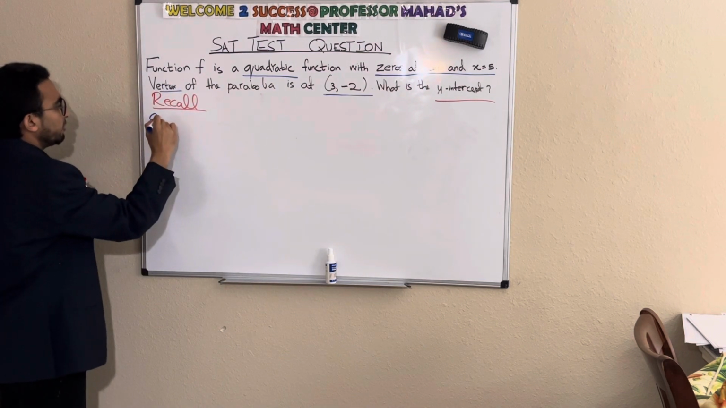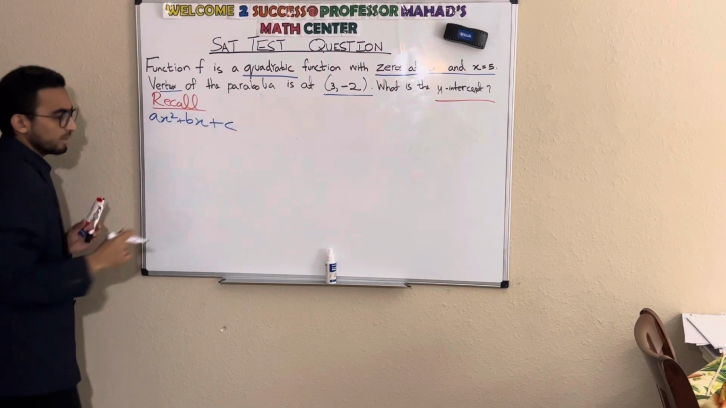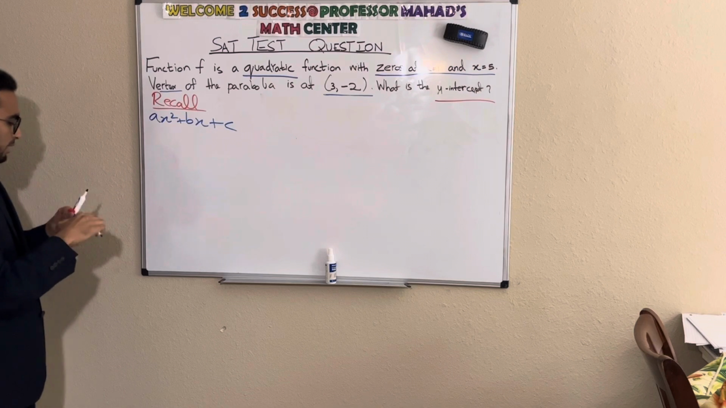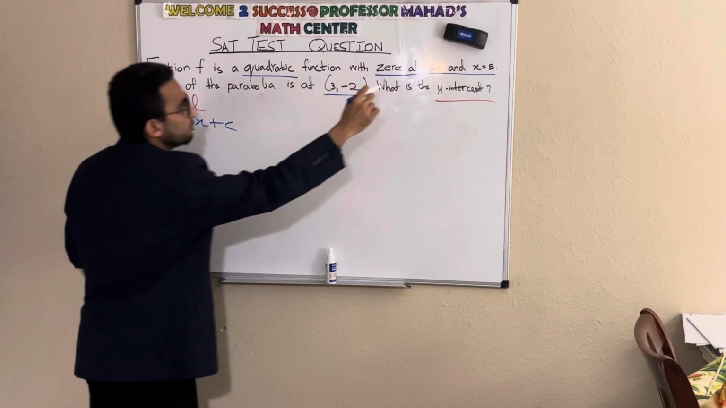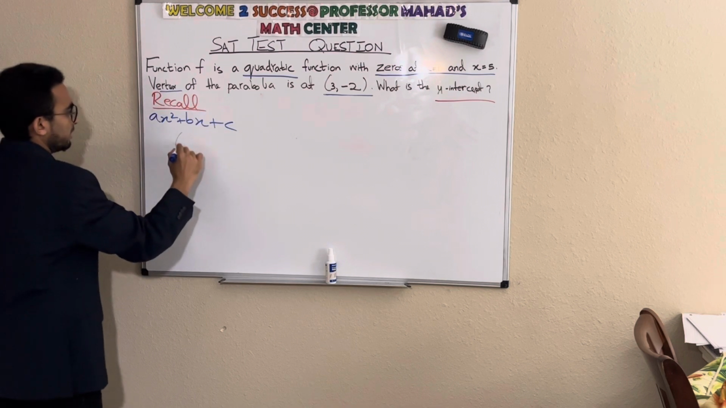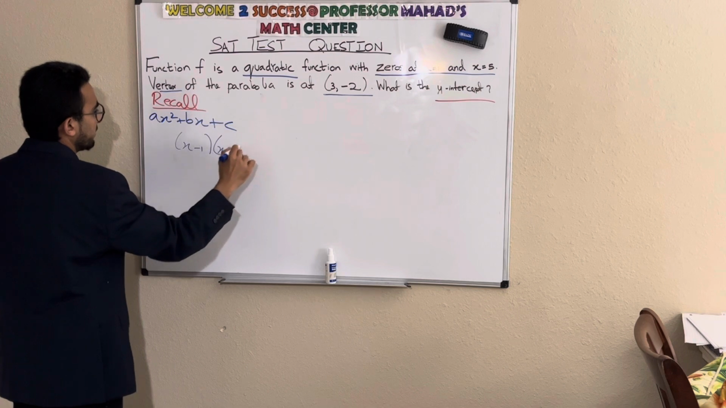What was the general form? ax squared plus bx plus c, correct? Now, I know that the two zeros will give me two factors: x minus 1 and x minus 5.